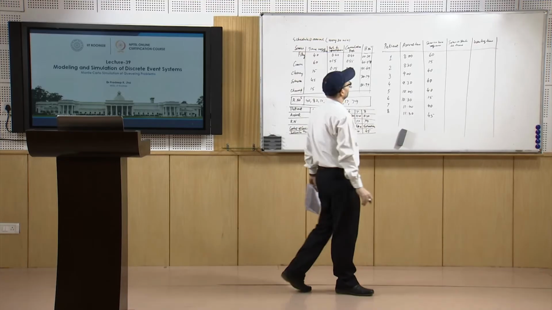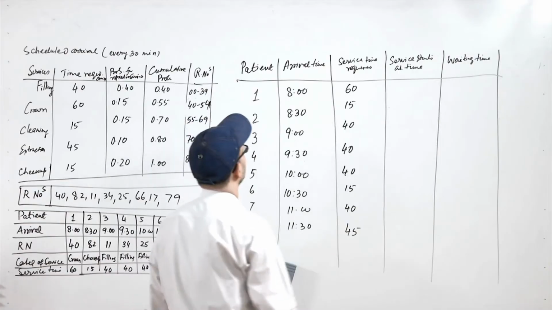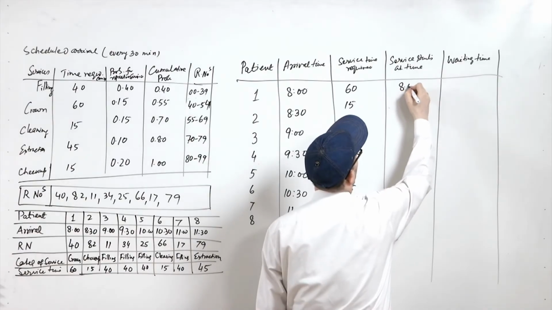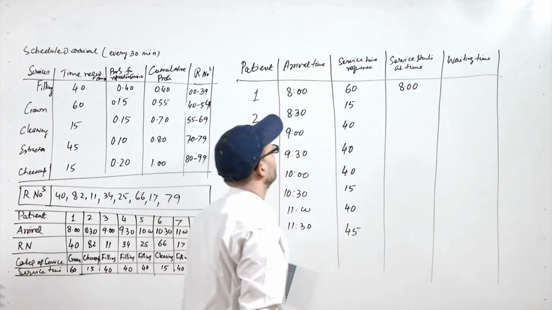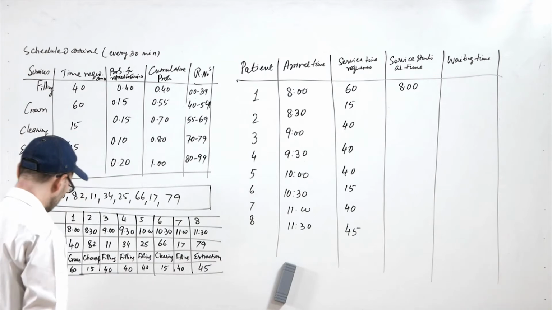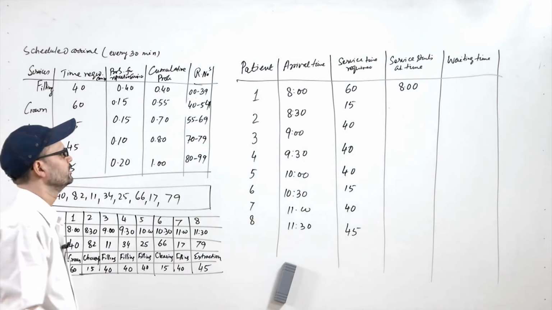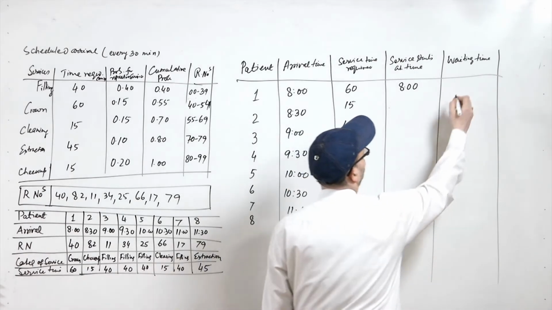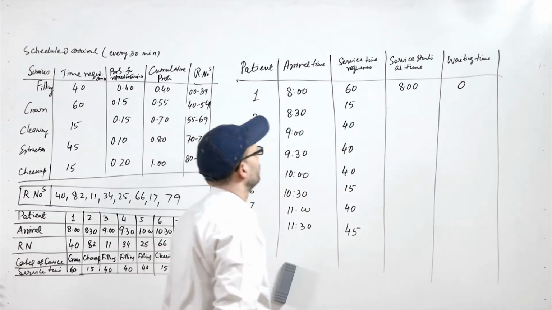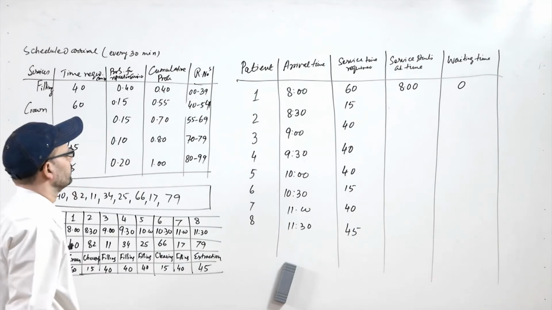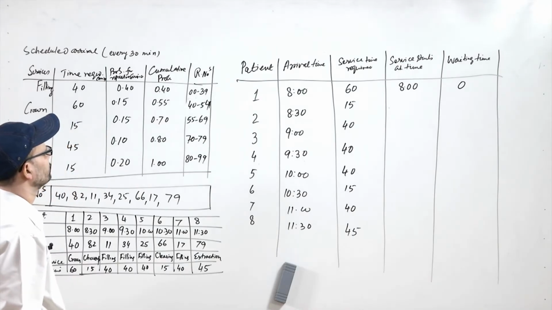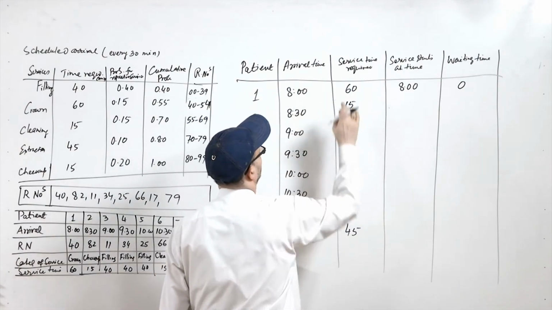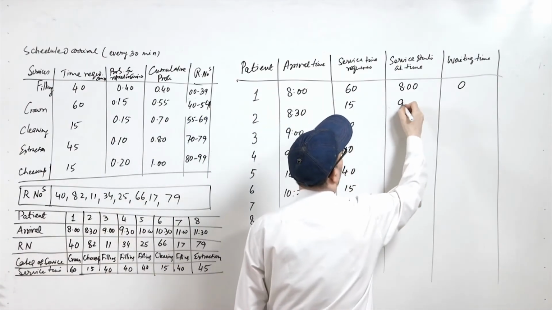Now, when does the service start? When the first customer comes, there is no queue, so he will just join and his service will start at 8. So, he has a waiting time of 0. Then the second customer's service will start at 8 plus 60 minutes, so it will start at 9.